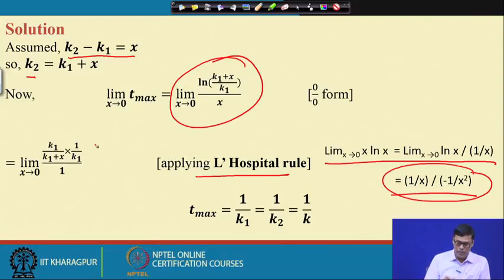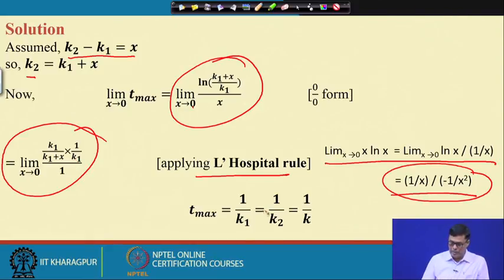The same form we can apply here. We can come to this form, and if we apply this form, then we will find that k1 will cancel. This will be 1 by k1, and then x tends to 0, I can ignore x. Then since k1 equals k2, I can write 1 by k2 equal to 1 by k.